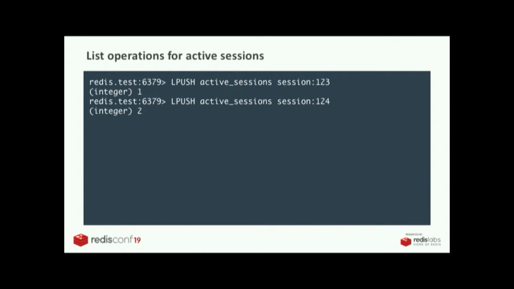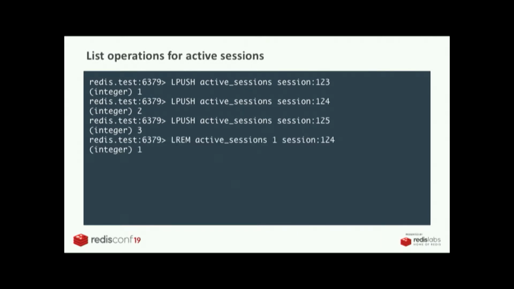Anyway, to create a list, I just push active sessions onto the list, and I have session ID 1, 2, 3. Just realized I've got this clicker. There we go. Now I don't have to stand at my computer. So I add some sessions, and you can see each time it returns 1, 2, 3. So I have 3 active sessions. And then when I want to remove one, I remove session 1, 2, 4 in this case. It says 1 session was removed.